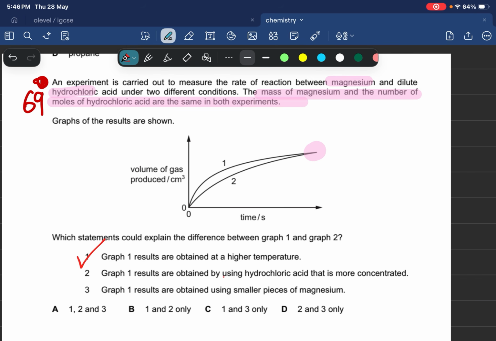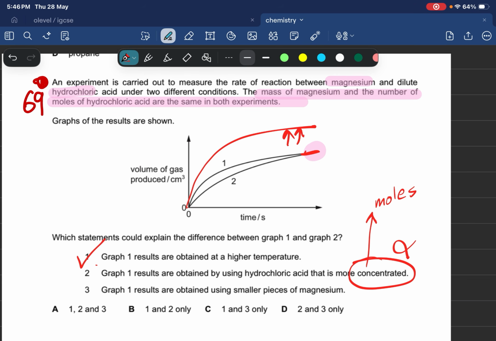Graph 1 results are obtained by using HCl that is more concentrated. No, that is not possible. Why is that not possible? Because if you increase the concentration, I again tell you, you increase the number of moles. If you increase the number of moles, you increase the amount of product, and the line becomes very high compared to this line. So you cannot have more concentrated HCl.